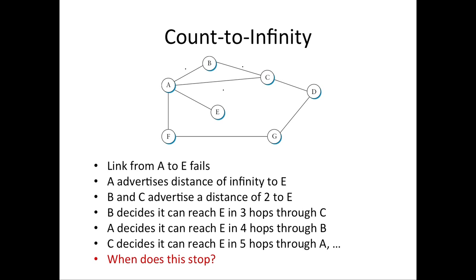When A receives this message, it realizes that the direct link is broken, but there is a path to E through B. It's 3 hops from B, so 4 hops from itself, but that's better than infinity. So A says, I am 4 hops away from E, and it advertises this path. C receives this advertisement and says, okay, E is 5 hops away. When does this stop?